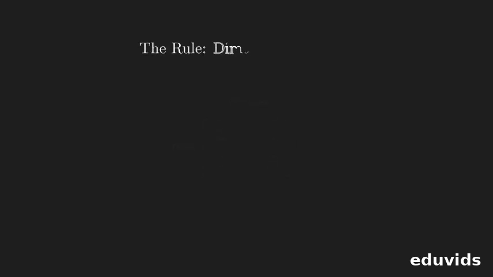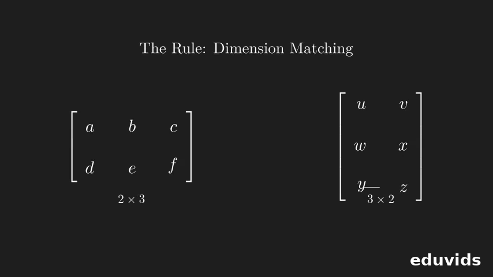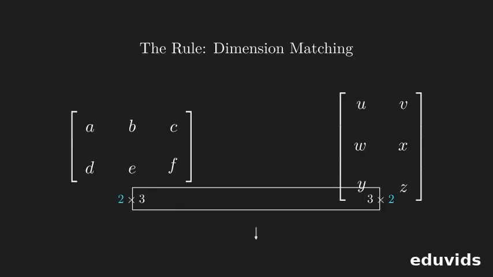First, we need to check if matrices can be multiplied. The number of columns in the first matrix must exactly match the number of rows in the second matrix. If they match, the resulting matrix will have the number of rows from the first matrix and the number of columns from the second. Now, let's look at the multiplication process itself, which involves rows meeting columns.